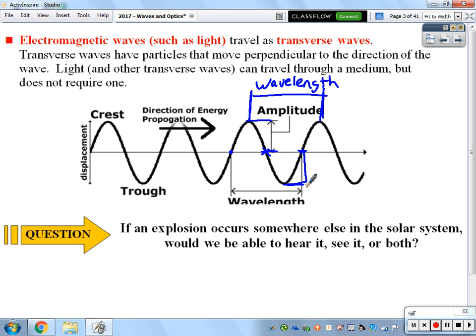So, quick check for understanding. If an explosion of some kind were to occur in another place in our solar system, would we see it, hear it, or both? We would be able to see it. We would not be able to hear it. Because when we're talking about space, for the most part, there is a complete lack of particulate matter, so there's no way to transmit the sound energy. It does not have that medium to travel.